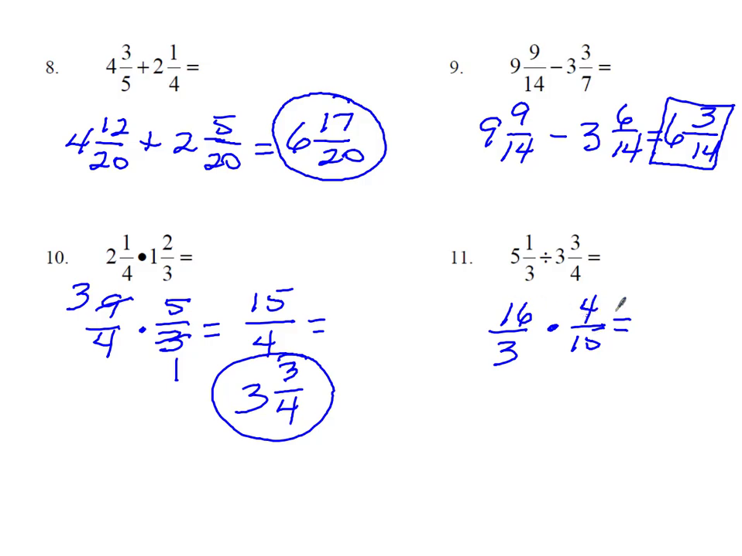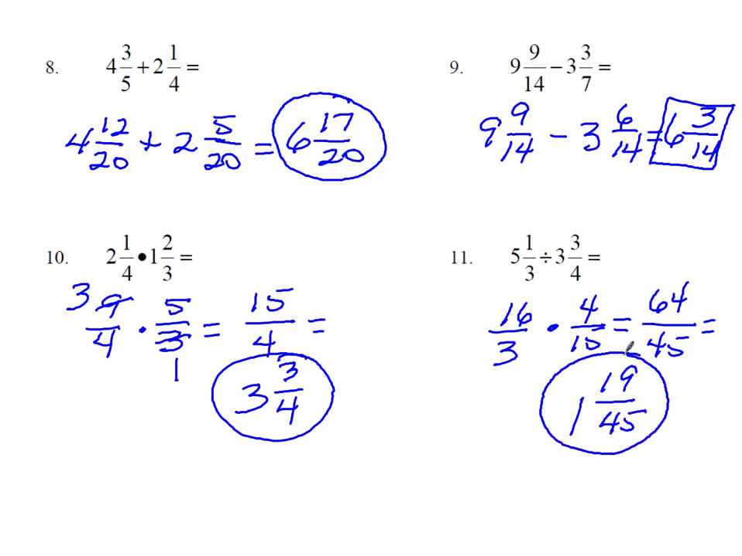So 16 times 4 will give me 64. Okay, and then 3 times 15 gives me 45. Now we top in, bottom out. We divide for simplifying. How many 45s in 64? 1. Okay, you take the 45 out of the 64 and you get 19. Oh, excuse me, not 16. I don't know where that came from. You get 19 over 45. And you can't simplify anymore.